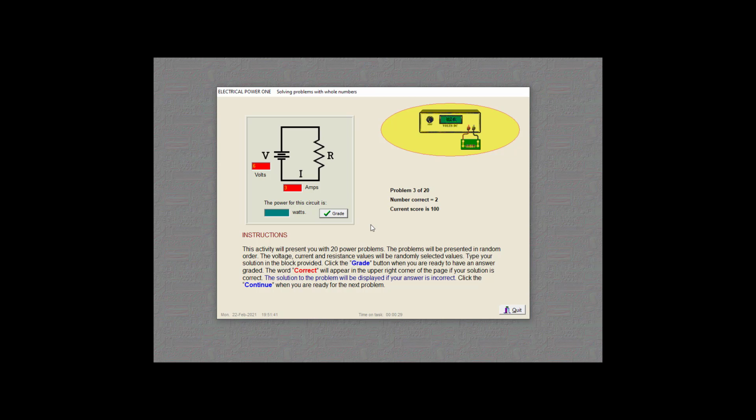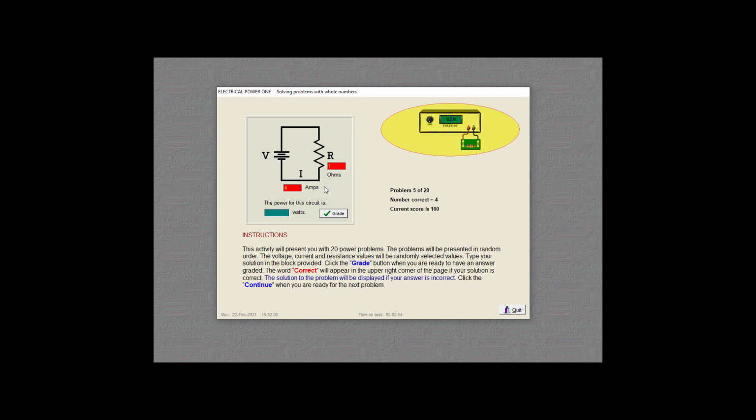Here we have V and I, so it's going to be VI, so volts times I is 3 times 6, which will be 18. Here we have VI again, so power is equal to VI, so 10 times 2 will be 20 watts. Volts times amps, it will be in watts.